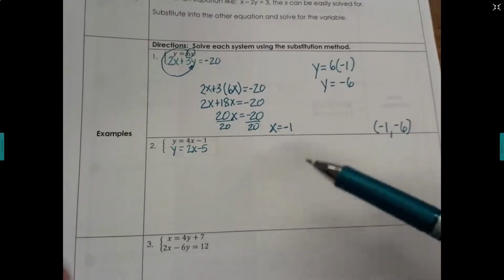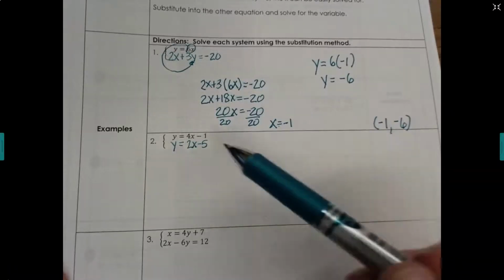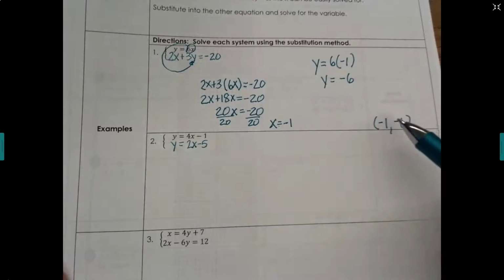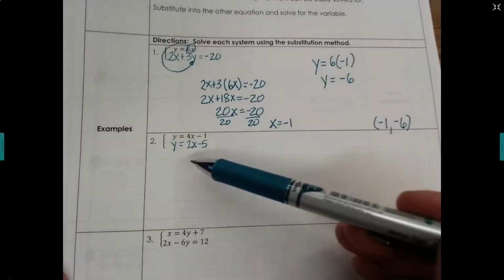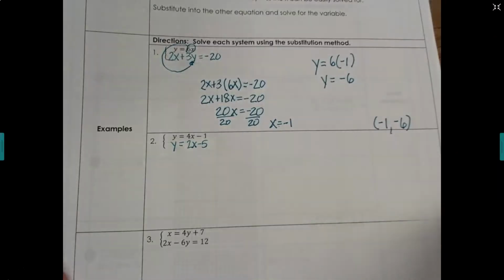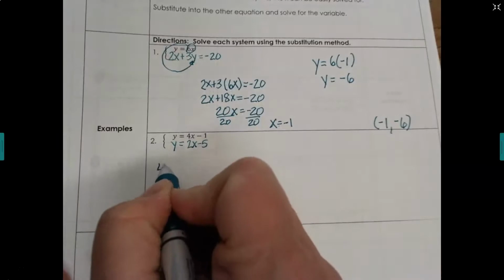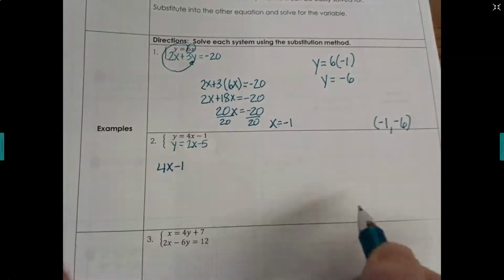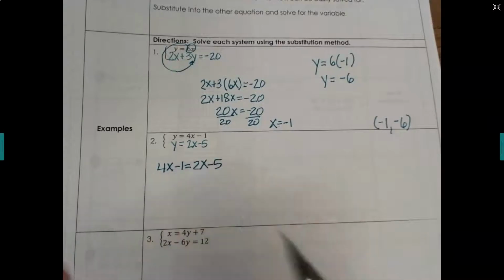Alright, so let's look at number 2 here. Number 2 is a little bit different. They're actually both solved for a variable, and they're both solved for the same variable. Okay, so y equals 4x minus 1. y also equals 2x minus 5. What that means is that 4x minus 1 is equal to 2x minus 5. You just set them equal to each other.